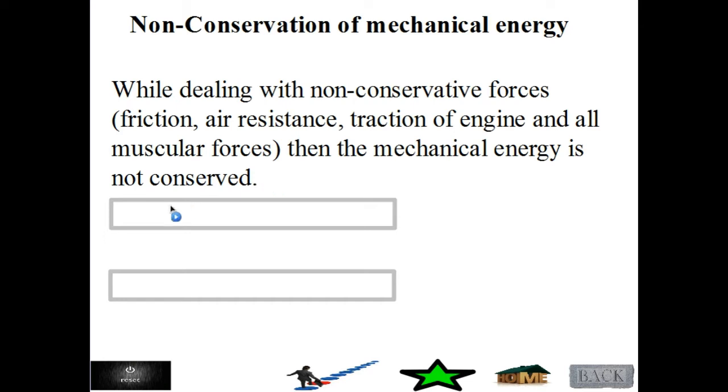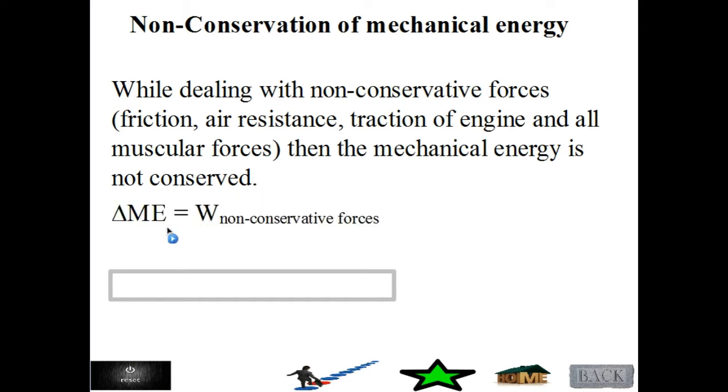So delta mechanical energy equals work done by non-conservative forces. Since the non-conservative forces are the reason the mechanical energy is not conserved anymore, the work done by these forces, non-conservative forces, equals the variation of mechanical energy.